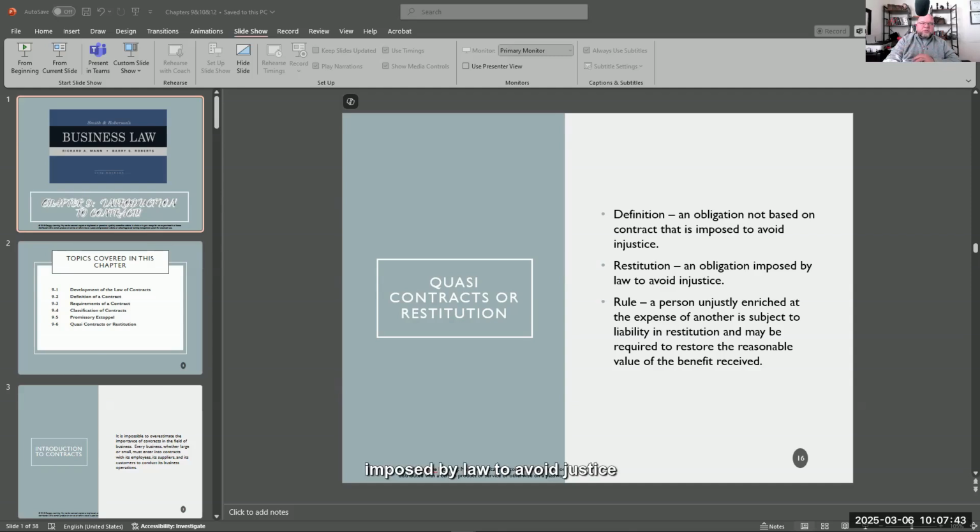Restitution is an obligation imposed by law to avoid an injustice, and the rule is a person unjustly enriched at the expense of another is subject to liability in restitution and may be required to restore the reasonable value of the benefit received. Now, what I want you to pay attention to here is we have the quasi contracts or restitution. We're forcing the parties to complete a contract that they may not have even considered to be a contract, where they did not fulfill their promise.